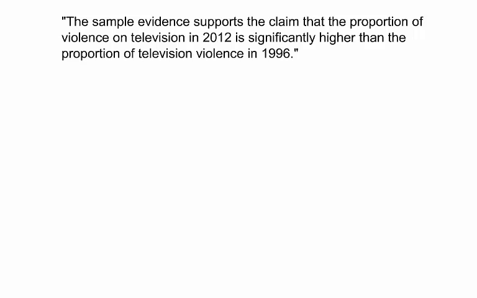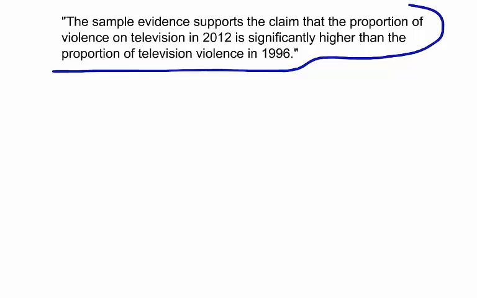But again, we can draw the same conclusion. The sample evidence supports the claim that the proportion of violence on television in 2012 is significantly higher than the proportion of television violence in 1996. This will be true whether you use a 5% or 1% significance level. So now we've looked at the basics for conducting a hypothesis test for proportions, as well as some of the basic terminology and definitions.